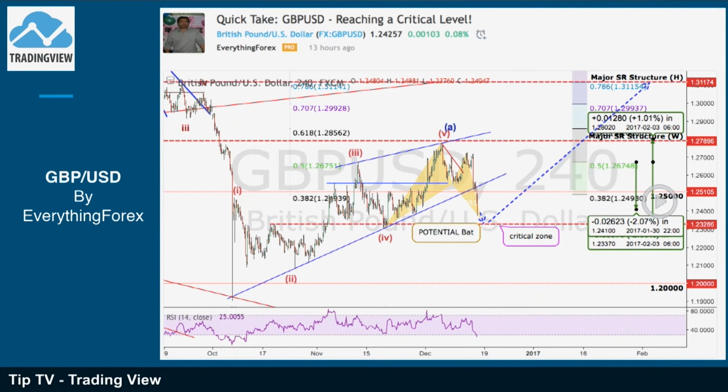All right. Well, let's have a look at the next situation, which is the pound dollar reaching a critical level. I suppose every level for the pound dollar these days is a critical level, but we failed, let's say, where we were supposed to fail. Are we going to find support where we should find support, in other words, which is around just about 123?